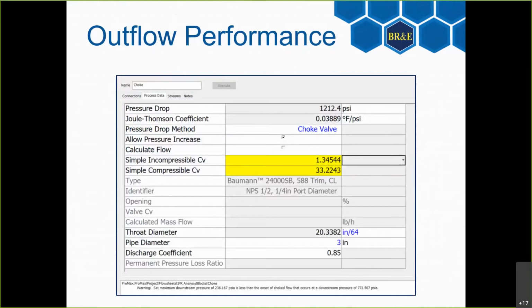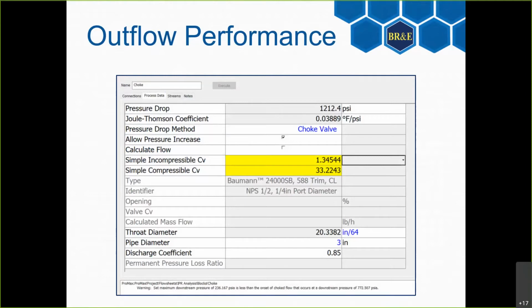What we are setting, though, is the pressure drop method. And so normally that pressure drop method, the default value is user set, which means you can specify any sort of pressure drop you want. But in this case, we're going to change that to look at a choke valve. And when we tell ProMax that valve is a choke valve and we give it the diameter, you see at the bottom there, I've set a 3-inch pipe diameter, ProMax will then determine what the choke flow is, what the choked pressure drop is, and what size that diameter needs to be to get the flow that we have.